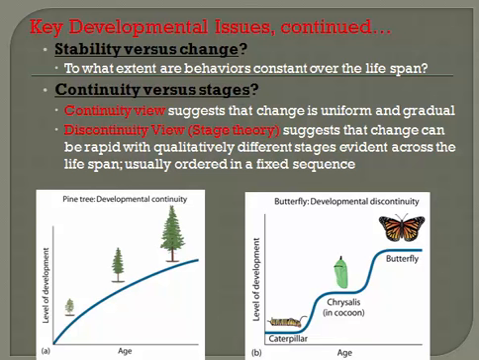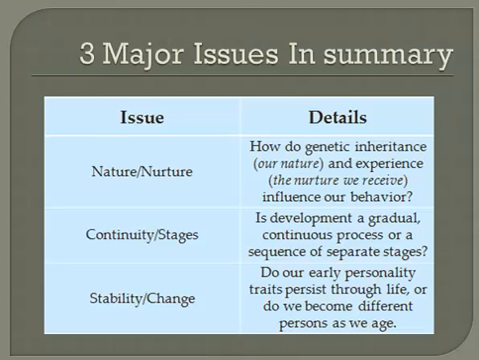The discontinuity view would be the one that's actually associated with the stage theories that we're going to learn about. And that suggests that change can actually be pretty fast and pretty different, meaning there can be a typical order in which development happens, but there might be a clear indicator that someone has moved into the next stage of development. A lot of our theories are going to talk about that. So this is a summary of the three major issues in developmental psychology.